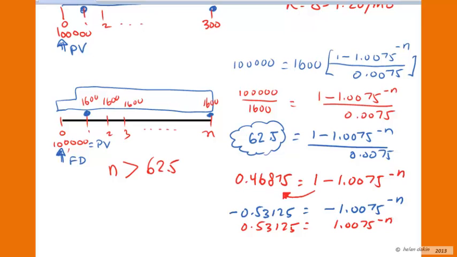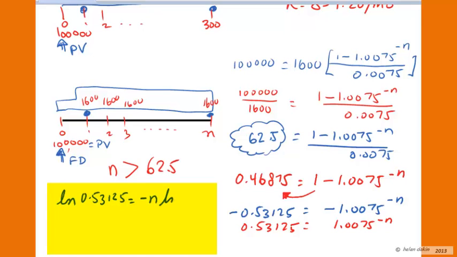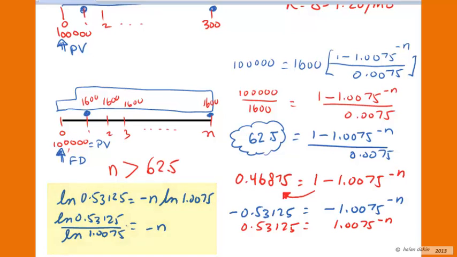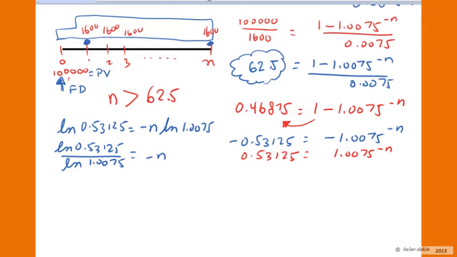Now we're ready to log both sides, or ln both sides, and we'll end up with an equation that says ln of 0.53125 is equal to minus n times the ln of 1.0075, or in other words, minus n is equal to the ln of 0.53125 divided by the ln of 1.0075. Working this out on your calculator, you'll end up with a value for negative n equal to negative 84.65. Again, a double negative means that positive n is equal to positive 84.65.